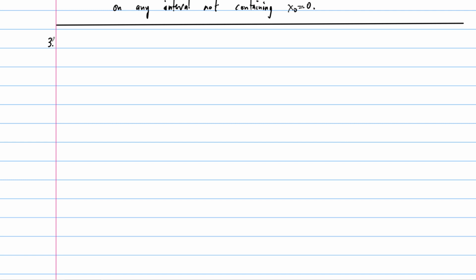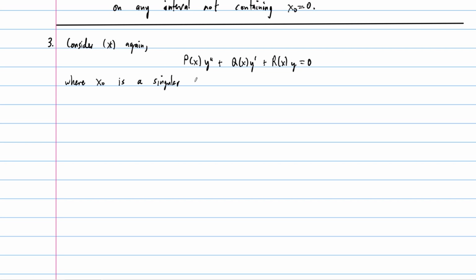So now what we would like to do next is kind of generalize this idea again. So let's consider equation star again. And I'm actually going to rewrite it, but that equation, remember, was P of x y double prime plus q of x y prime plus r of x y equals 0. And again, we want to consider this near a singular point. So here x naught is going to be a singular point.